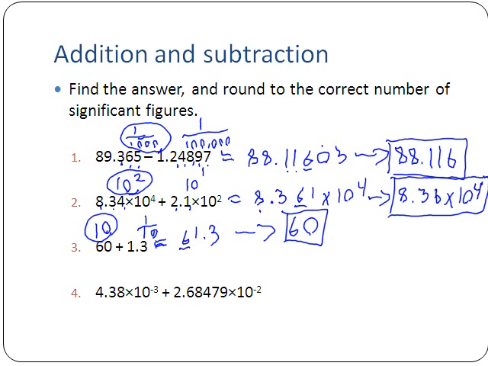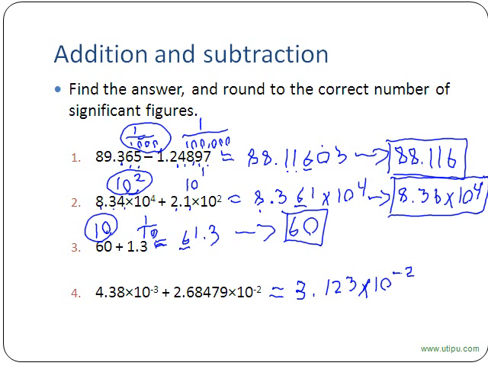For our last one, this one we'll need a calculator for. And so we have some negative exponents, but it works the same way. So we say 4.38 times 10 to the negative third, and we're going to add that to 68479 times 10 to the negative second. Doing so, we end up with a final result, unrounded, of 3.123 times 10 to the negative second. That's what I get for this. And so 10 to the negative second on that.